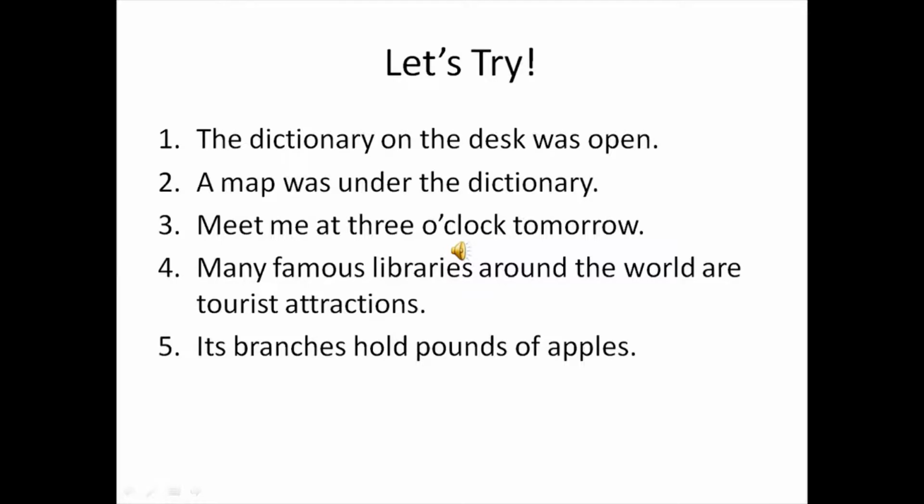Alright, now number four may be a little bit tricky, so let's think it out. Many famous libraries around the world are tourist attractions. So, many famous libraries is what we're talking about. But where are the many famous libraries? Around. So, around is going to be our preposition.